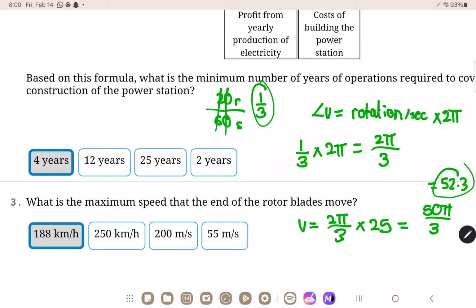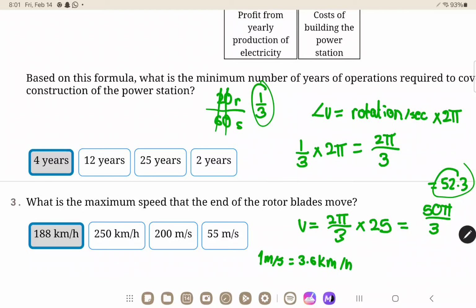Now you're going to say, oh, but that's not the answer. But this is 52.3 meters per second, because the 25 we used was in meters and we're using seconds. So we want it in kilometers per hour. We know 1 meter per second, memorize this conversion, is equal to 3.6 kilometers per hour.